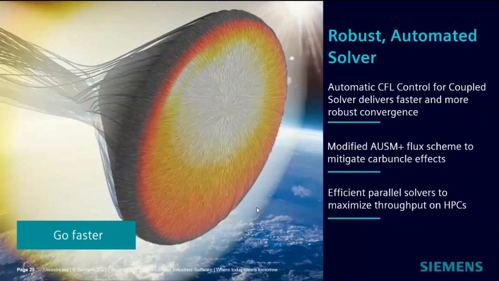Additionally, there's an AUSM+ flux vector scheme that's been modified specifically to mitigate carbuncle effects. That was brought into SimCenter Star CCM Plus about a year ago and shows a really important effect on mitigating the carbuncle for these unstructured meshes that are really the core of SimCenter Star CCM Plus.